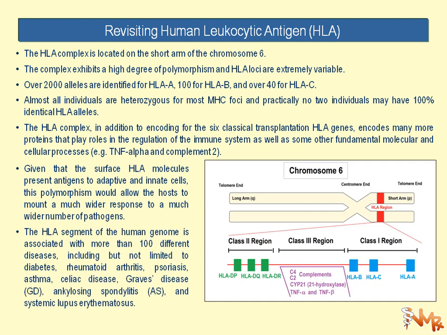The HLA segment of the human genome is associated with more than 100 different diseases. These include, but are not limited to, diabetes, rheumatoid arthritis, psoriasis, asthma, celiac disease, Graves' disease, ankylosing spondylitis, and systemic lupus erythematosus.